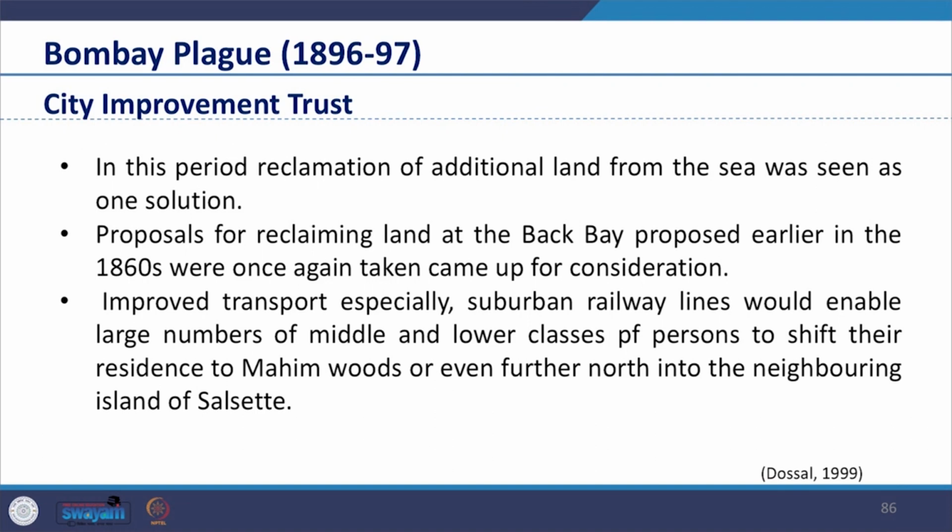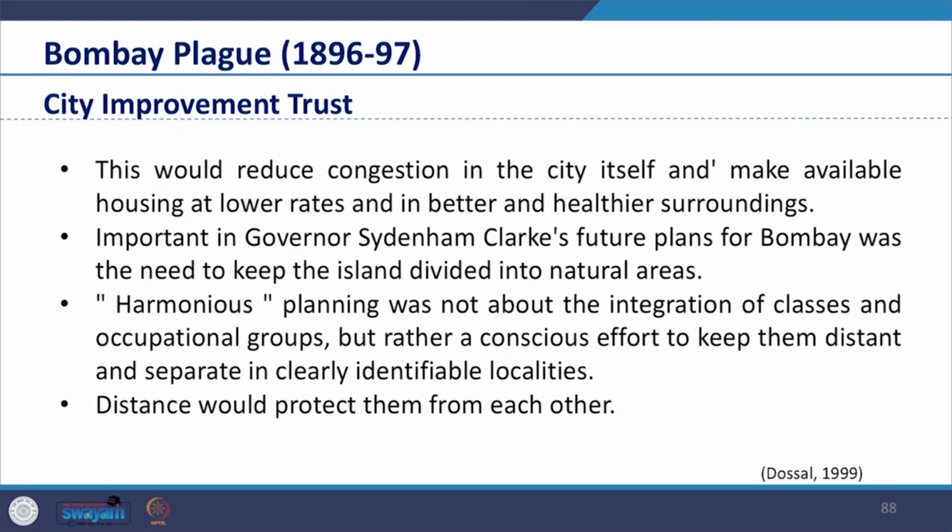Improved transport, especially suburban railway lines, could enable large number of middle and lower class persons to shift their residence to the Mahim Woods or even further north into the neighboring island of Salsette. This would reduce congestion in the city itself and make available housing at lower rates and in better and healthier surroundings.